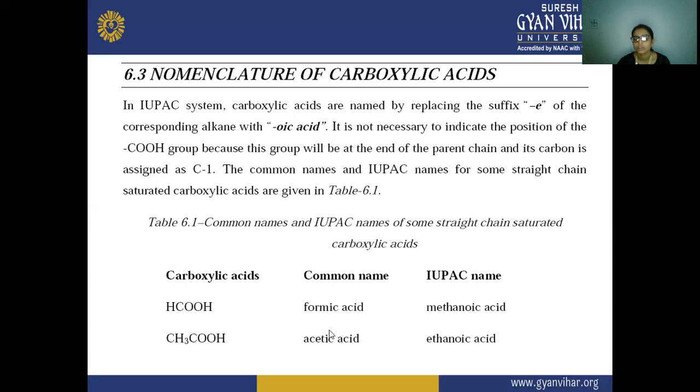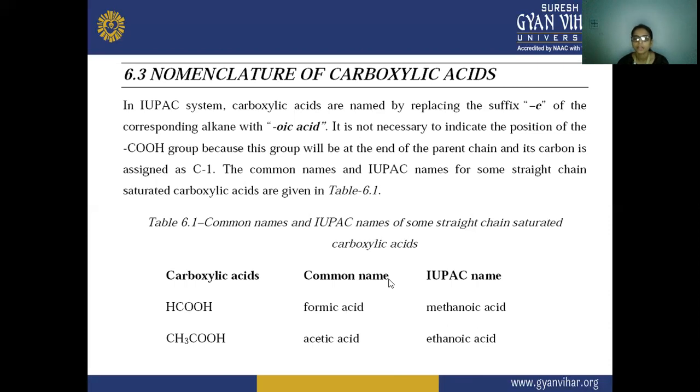It is suffixed because it shows the presence of a carboxylic acid. So this is acetic acid according to the common name, and according to the IUPAC name, it is ethanoic acid. Ethanoic means that two carbons are present here and a group is present here. So from ethane, the E is replaced by oic acid. That is why its name is ethanoic acid.